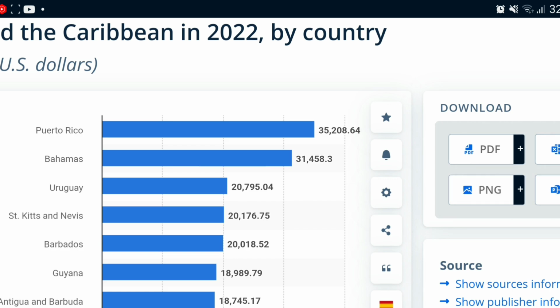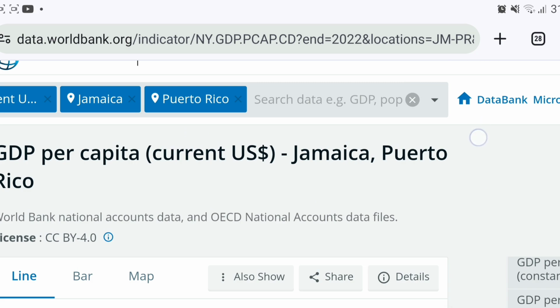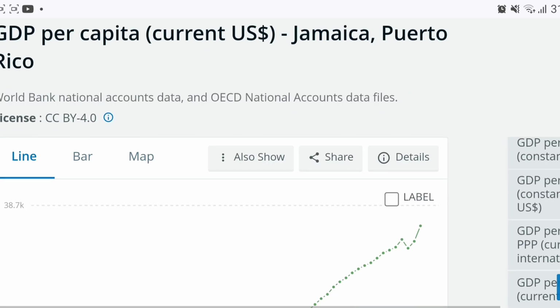So for the next graph, I'm going to show you the World Bank data as it relates to the same GDP per capita, but with a graph that I can actually plot to show you some of the different countries compared to Jamaica. So we're going to look at places like Singapore, places like Bahamas, you get the gist. This bit of data is coming from the World Bank Group, and it's GDP per capita in US dollars for Puerto Rico and Jamaica.